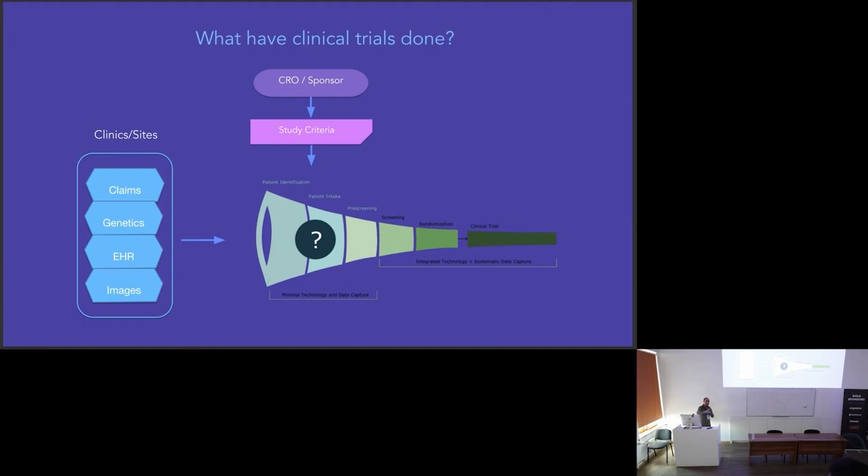Afterward, what's happening? We are identifying the eligible patients based on that criteria. We are doing screening, pre-screening, and randomization and clinical trial. So you can see that the number of patients is going down afterward. Okay, so let's go forward.